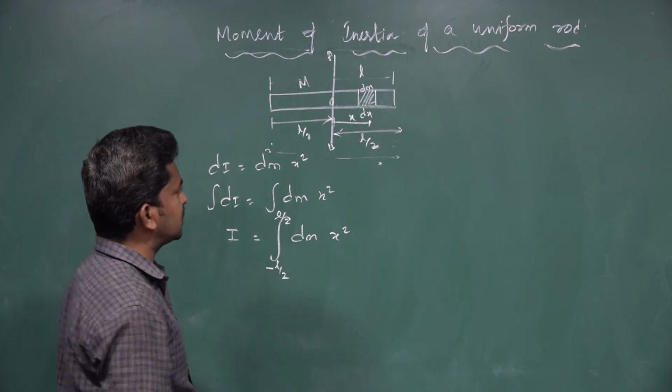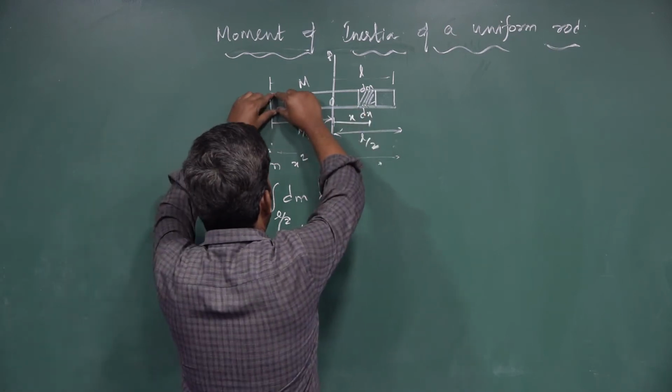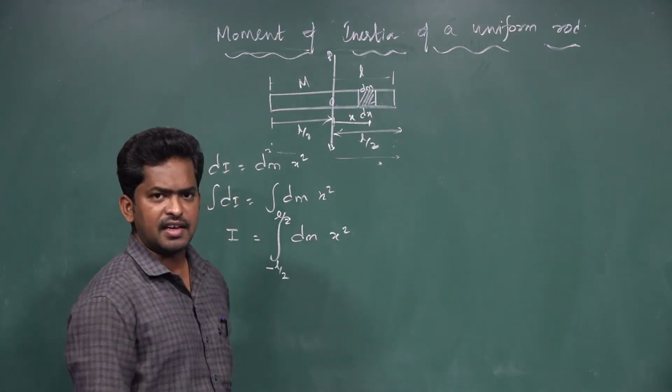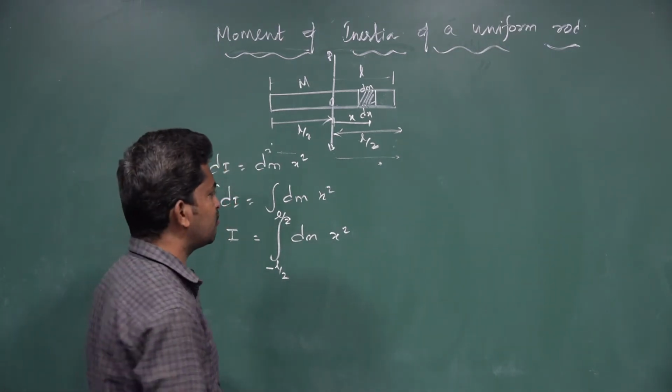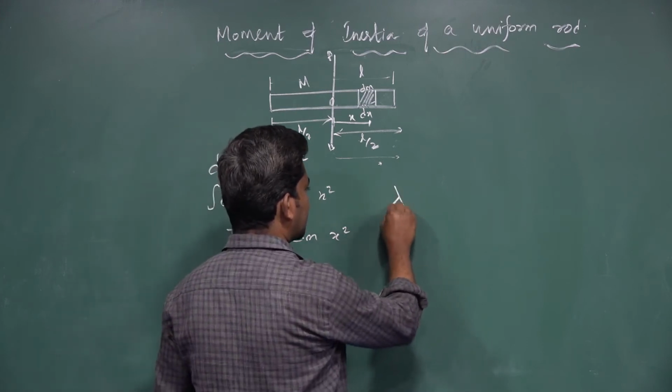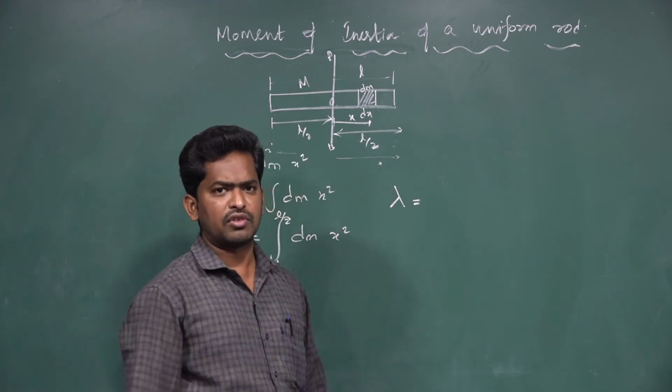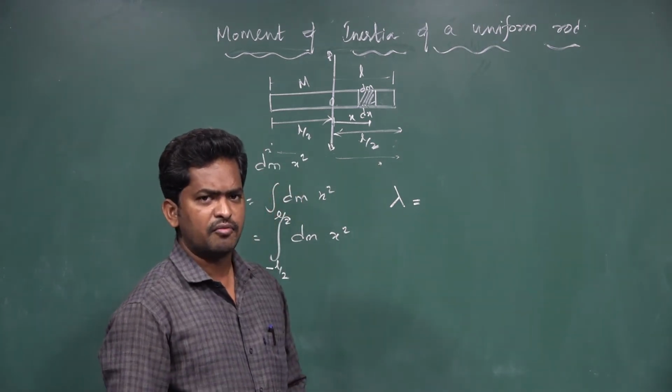Dm is a small mass over a distance of dx. I want to calculate this overall mass. So here is the main concept: linear mass density. What do you mean by linear mass density? Linear mass density is nothing but the mass per unit length.